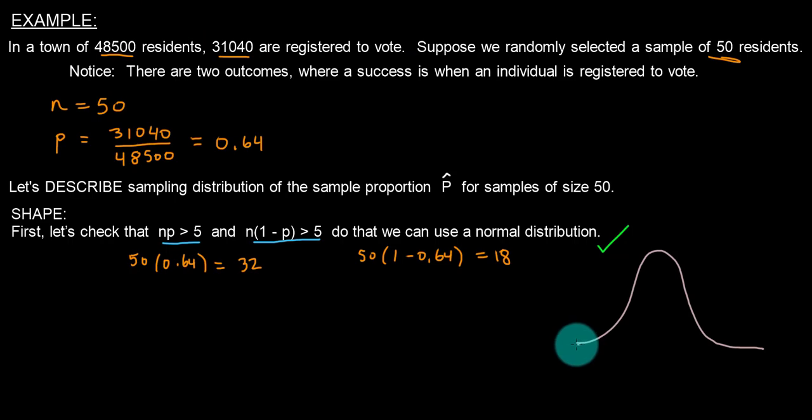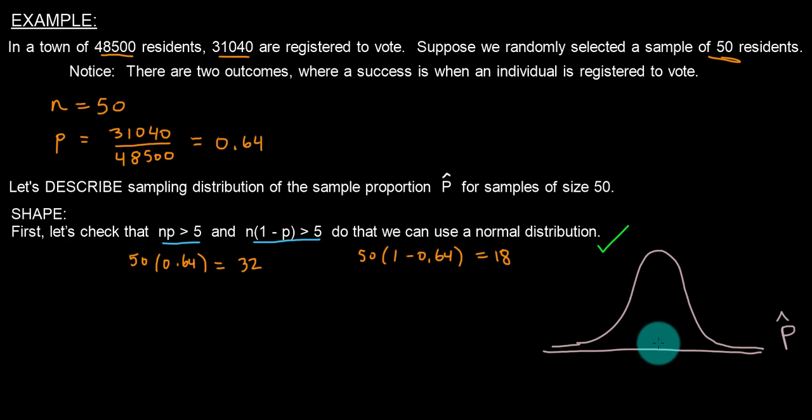Since we met the criteria for a normal distribution, I'm going to draw one here. To label it appropriately, I would call this axis p hat, the proportion of folks who are registered to vote in this town.